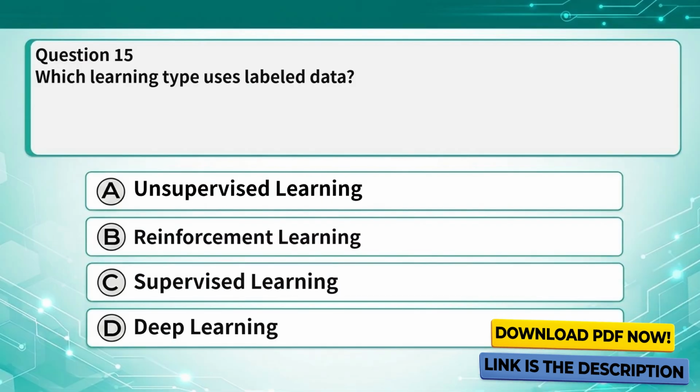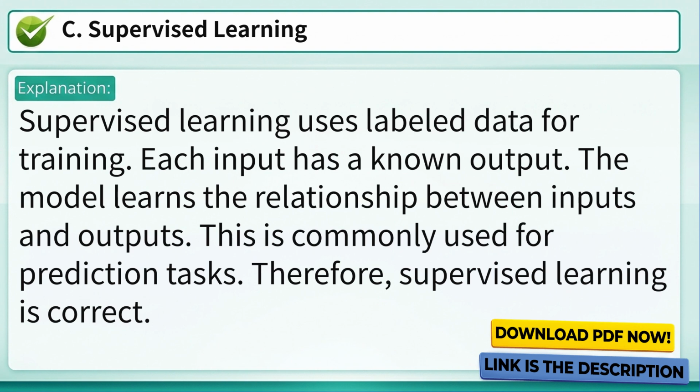Question 15. Which learning type uses labeled data? A. Unsupervised learning. B. Reinforcement learning. C. Supervised learning. D. Deep learning. Answer: C. Supervised learning. Explanation: Supervised learning uses labeled data for training.